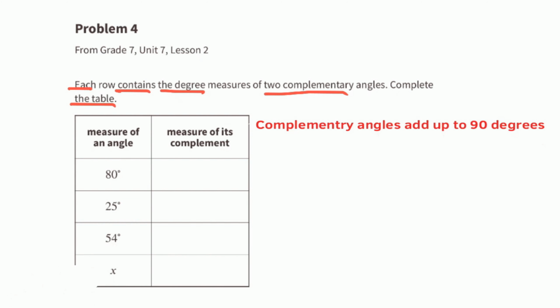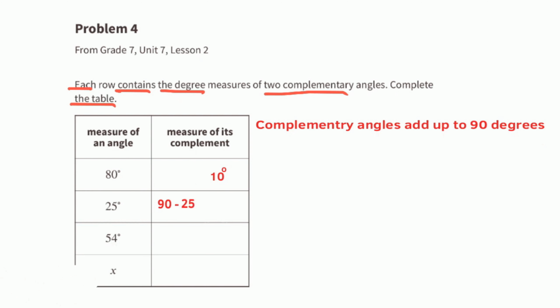So we know that 90 minus the given measure will give us the unknown measure. So 90 minus 80 equals the unknown measure. 90 minus 80 is 10. A 10-degree angle would be a complementary angle to an 80-degree angle. Let's do the next one.